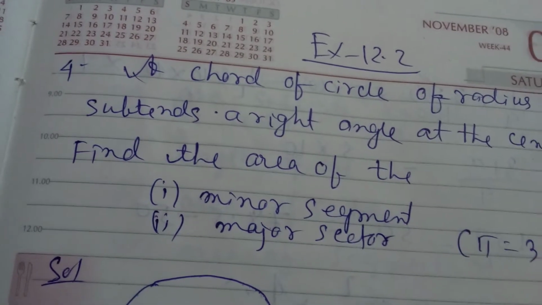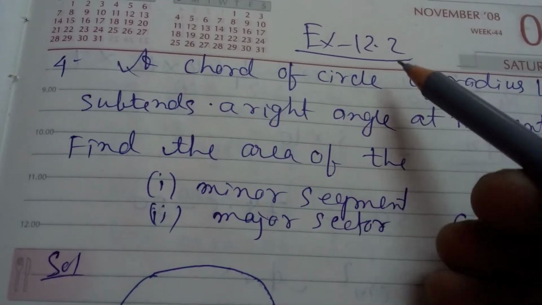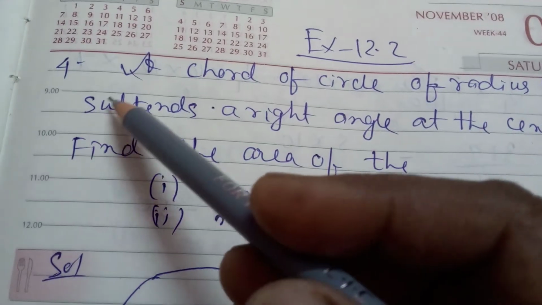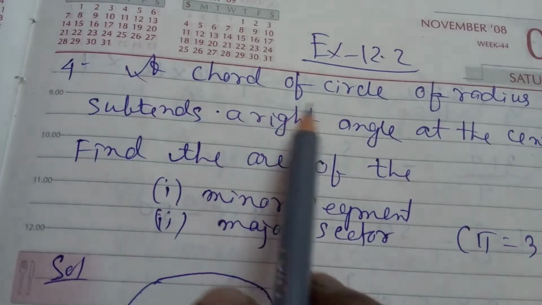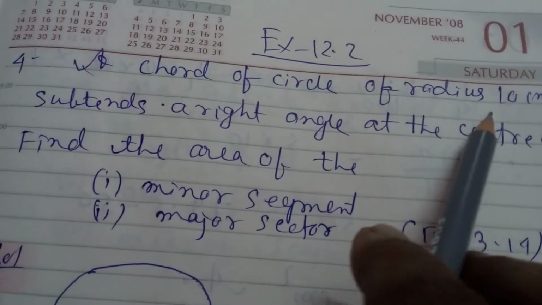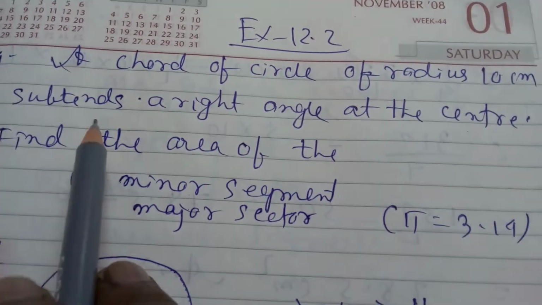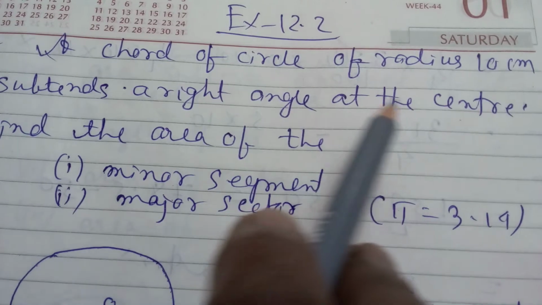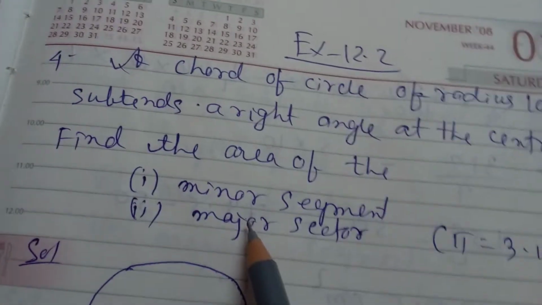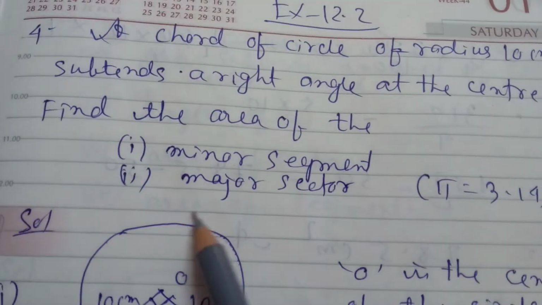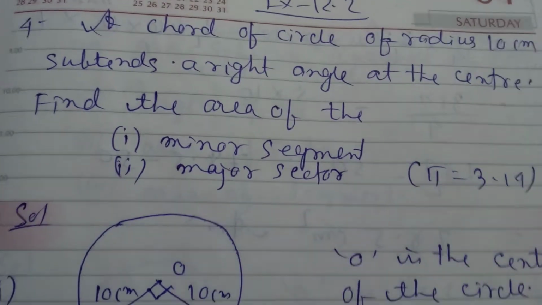Today I shall start exercise 12.2 question number 4. Listen to the question. A chord of a circle of radius 10 cm subtends a right angle at the center. Then find the area of the minor segment and next, the area of the major segment.